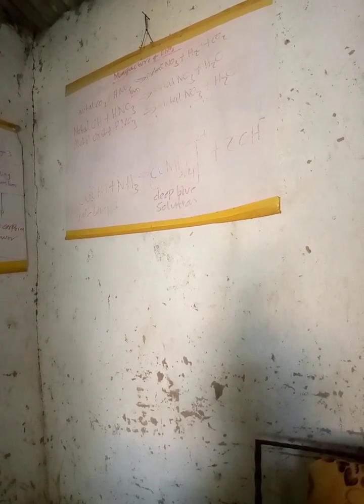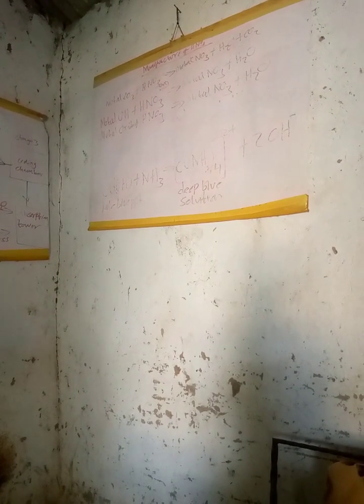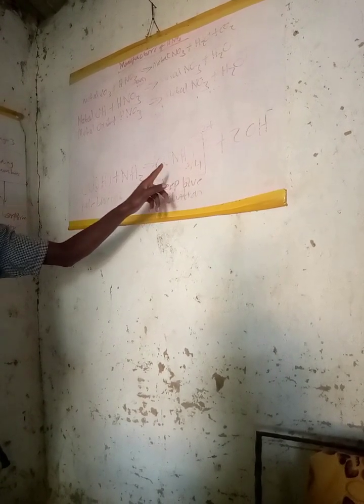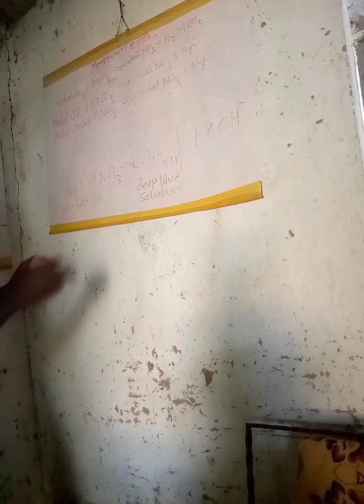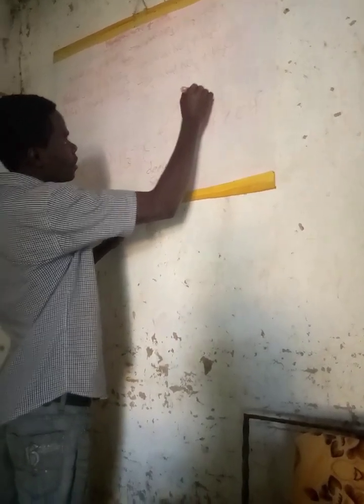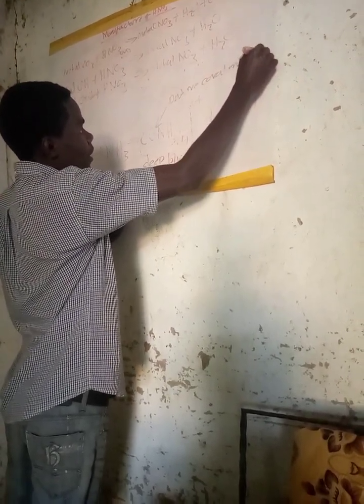Another question that was asked in KCSE 2010 paper 1: you can also be asked the bond that exists between these two elements, copper and ammonia. Between copper and ammonia, we have a dative covalent bond. This is a KCSE question that was once asked in 2010.